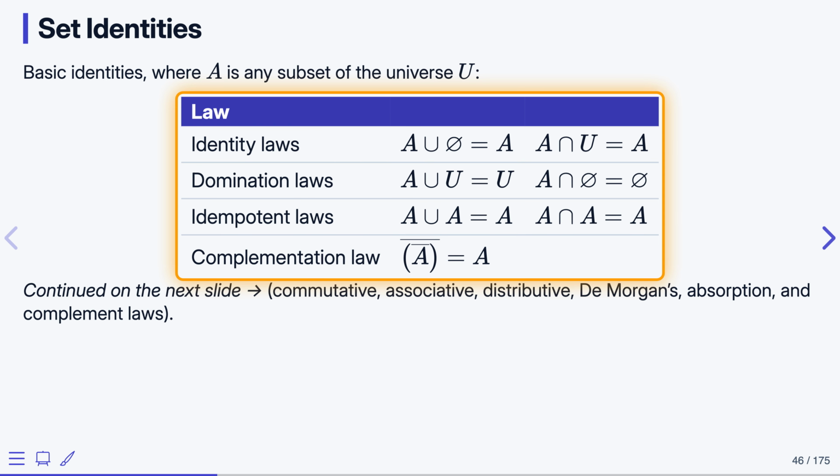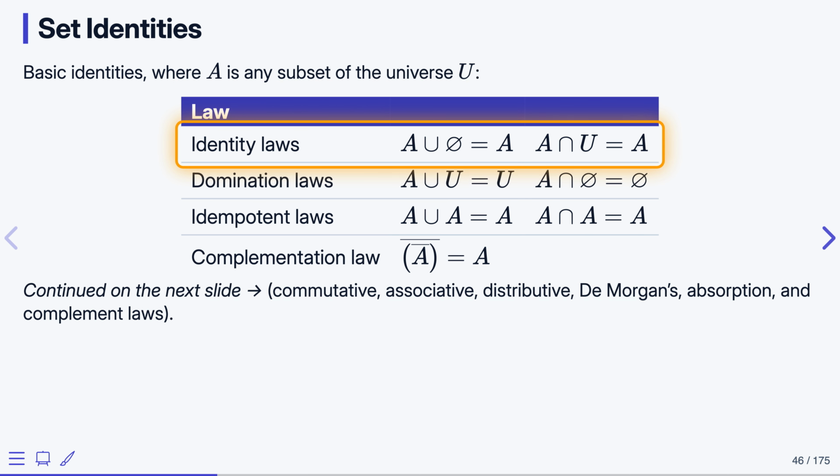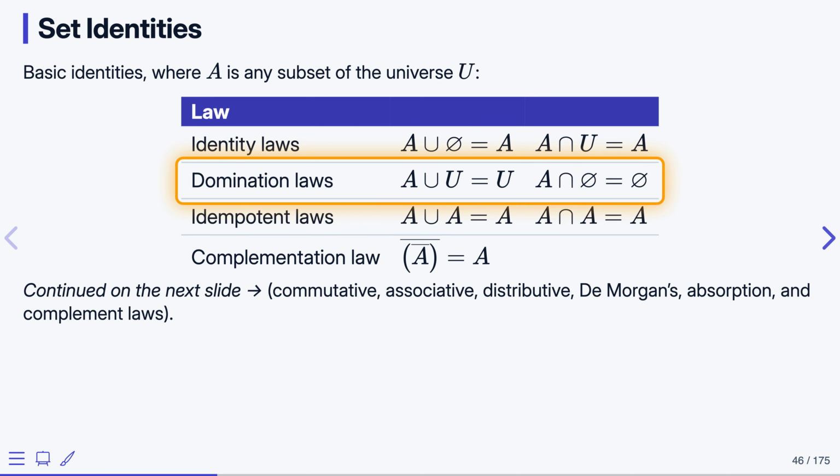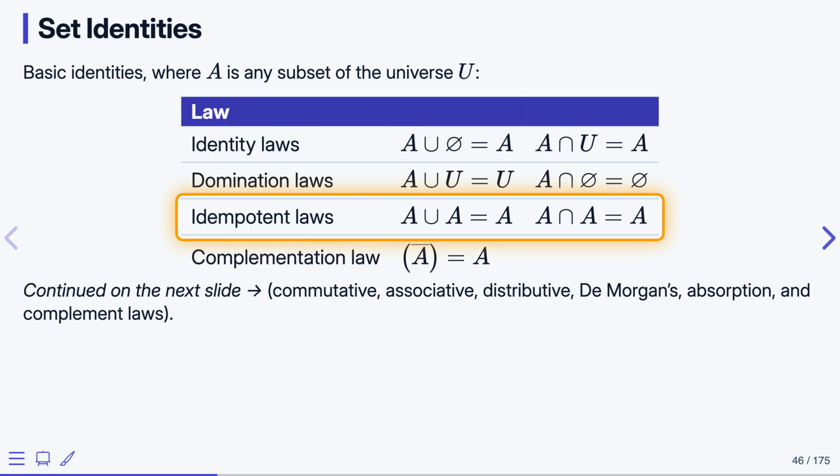Now the set identities, rules that are always true, no matter which sets you pick. Read them like the rules of arithmetic. The identity laws. A union the empty set is just A, and A intersect the universe is just A. Those add nothing new and take nothing away. The domination laws. A union the universe is the whole universe, and A intersect the empty set is the empty set. The idempotent laws. A union A is A, and A intersect A is A. Combining a set with itself changes nothing.